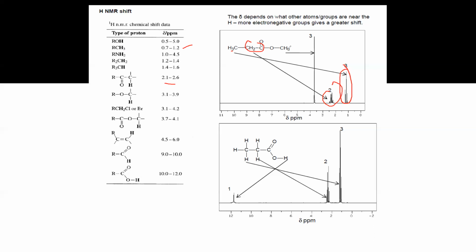And for the third one, the CH3 is there. So for this CH3, the peak is around 3.7 to 4.1. So 3.7 to 4.1. So we will get 3 peaks.